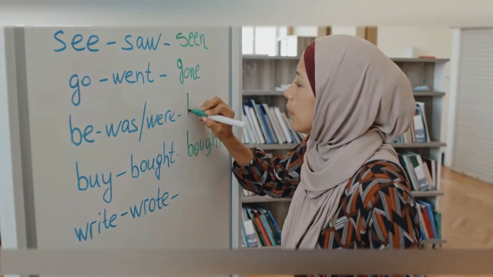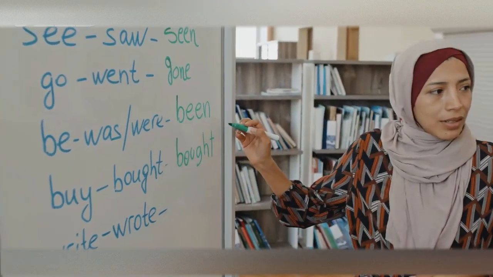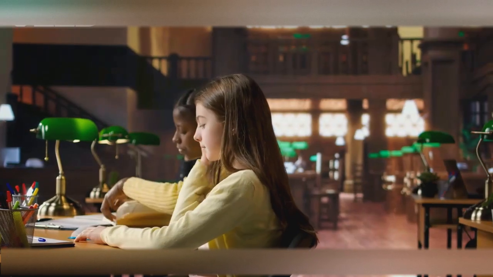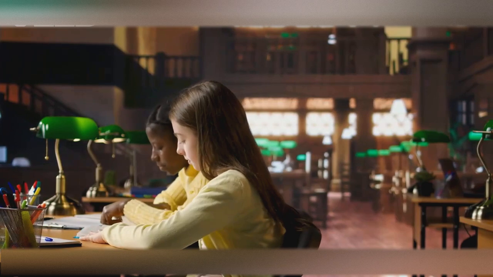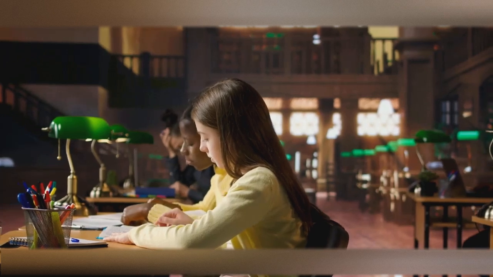Now, let's break down the rules for transforming sentences from active to passive in the simple future tense. The structure in the active voice typically follows this pattern. Subject plus will plus base form of the verb plus object. In our example, the chef is the subject, will prepare is the verb phrase, and the meal is the object. To convert this into passive voice, we need to follow a specific formula.